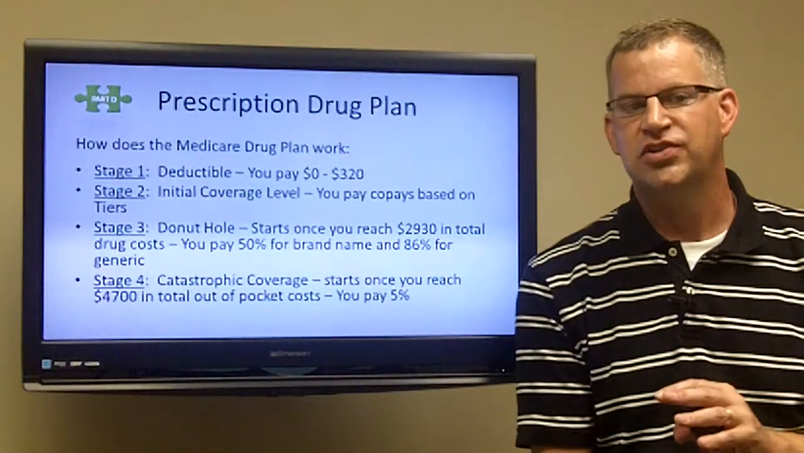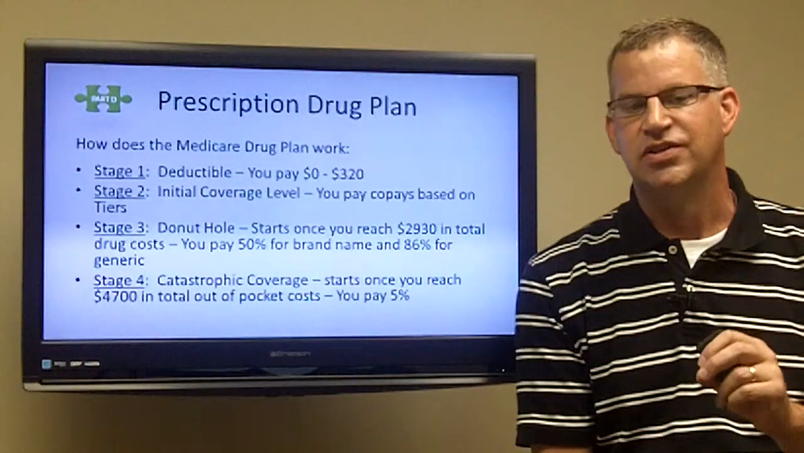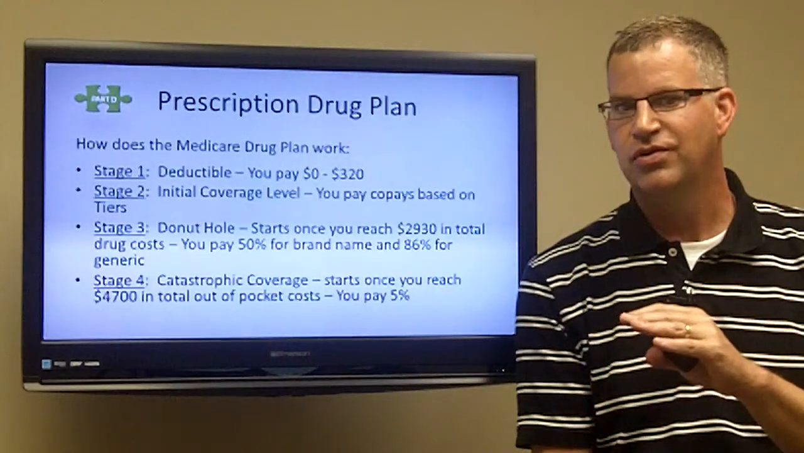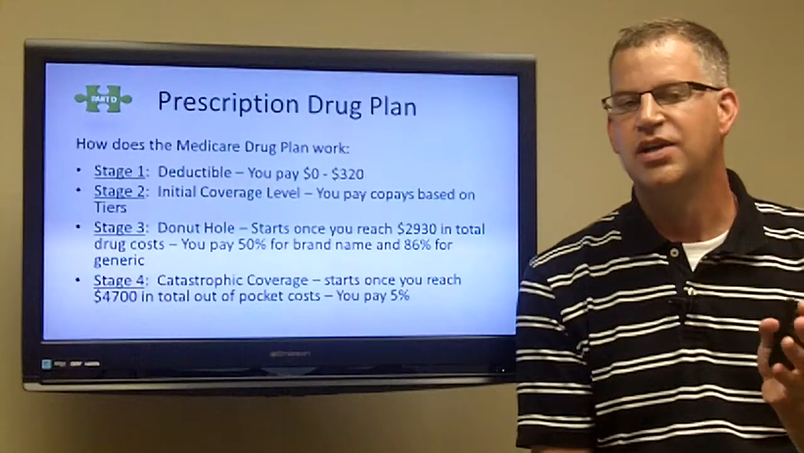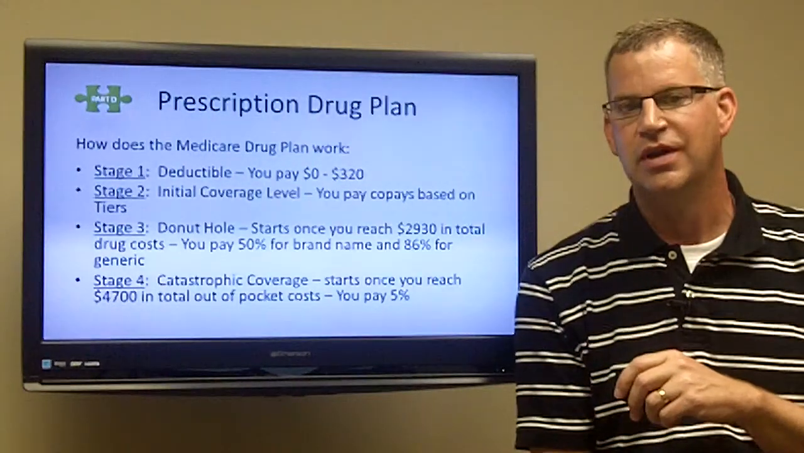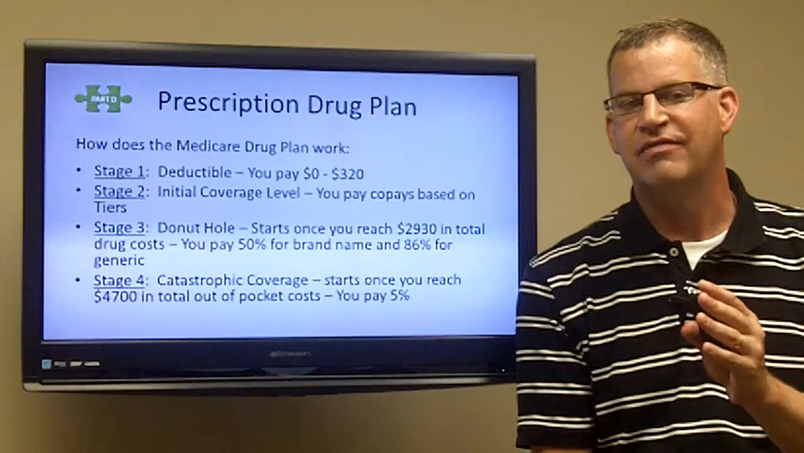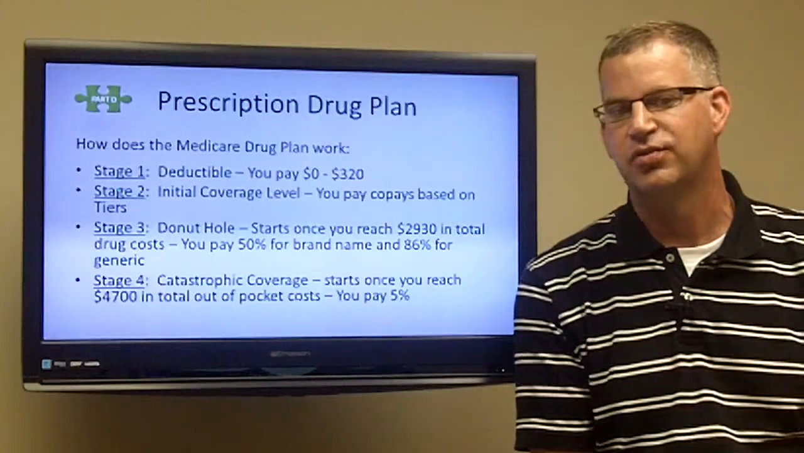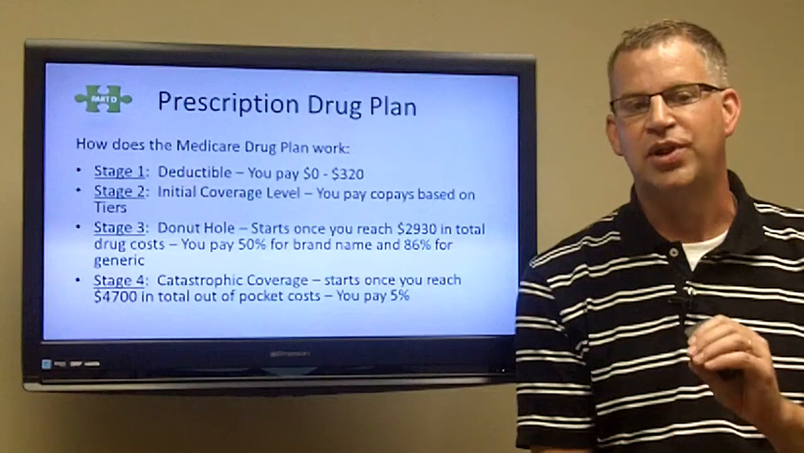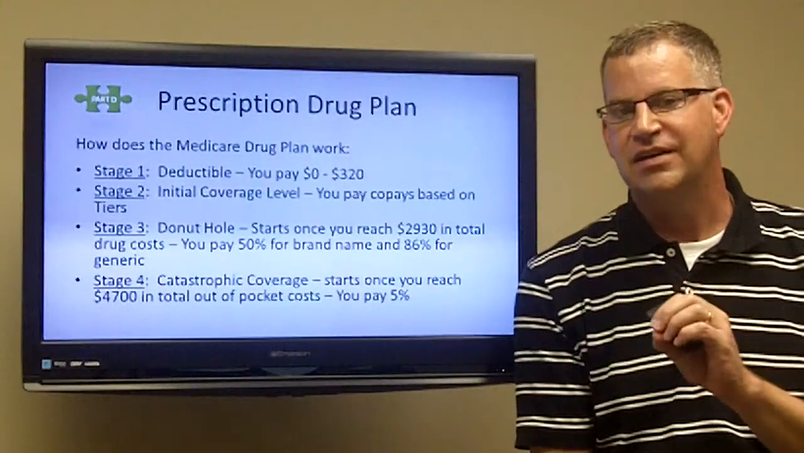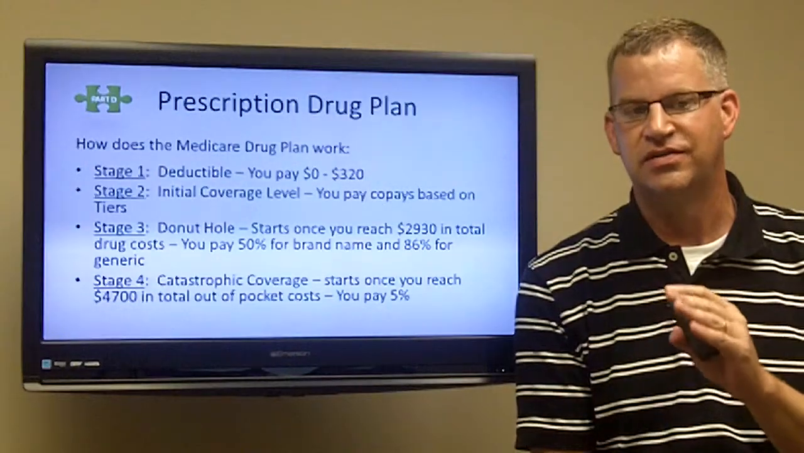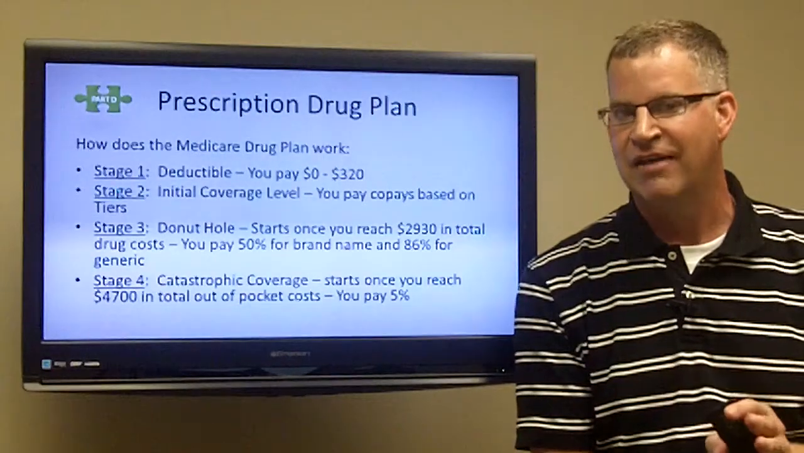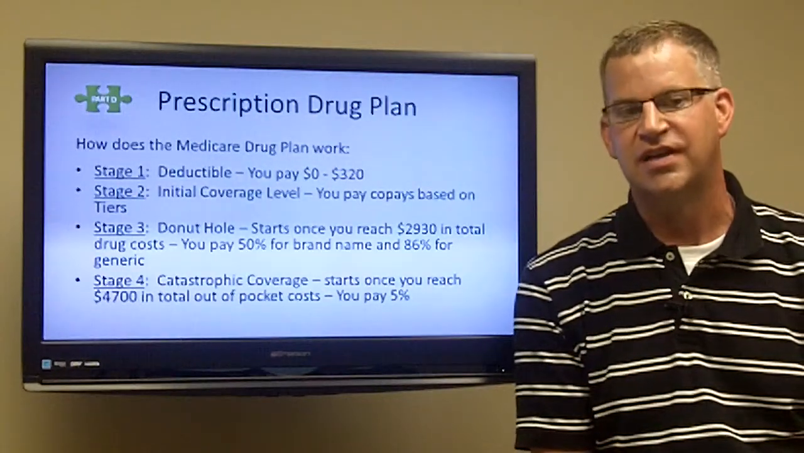Now, the way these 4 stages work, stage 1 is that deductible stage. Each drug plan can choose to set its deductible level anywhere from 0 to a maximum of $320. Most of them do have either a 0 or $320, but you will find some that have a number in between, but they cannot set it higher than $320. If your plan has a deductible, you will have to meet that deductible amount, pay it in full, and then you'll move on to stage 2. If your plan does not have a deductible, you automatically start at stage 2.